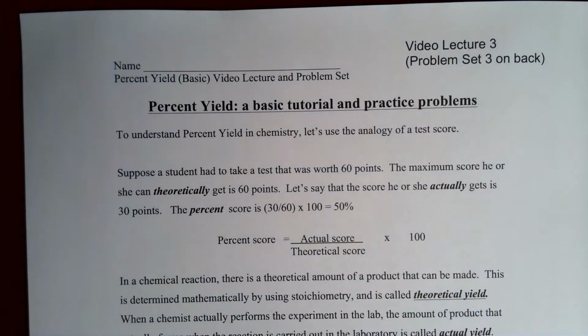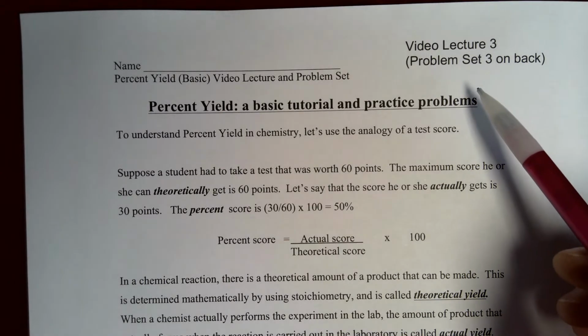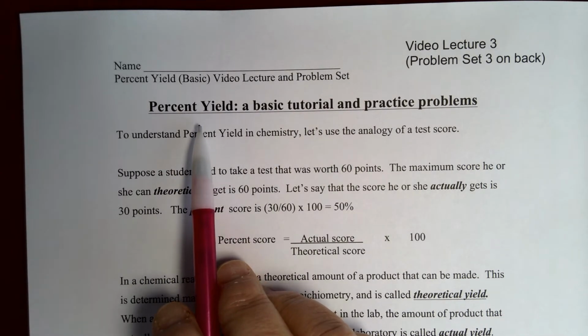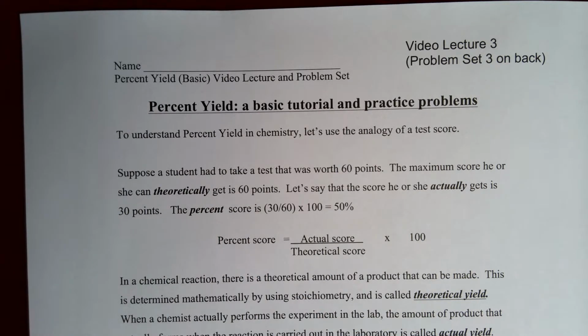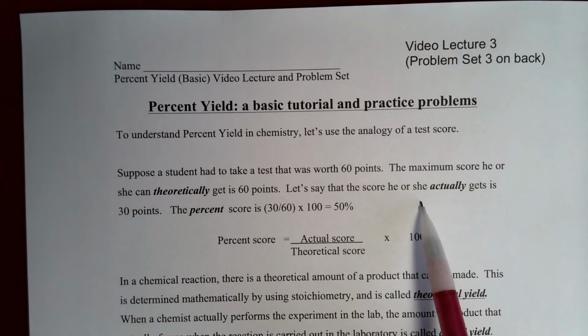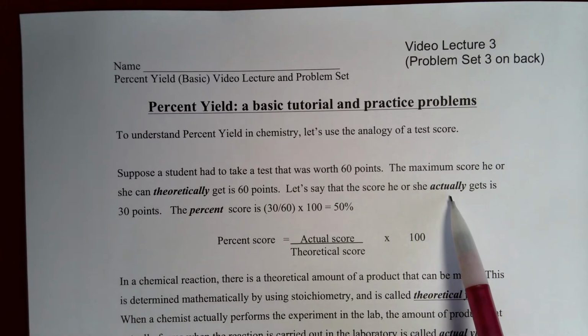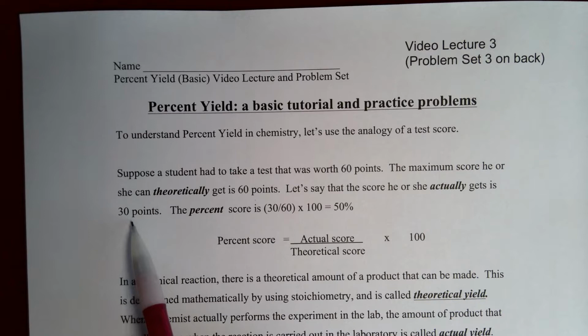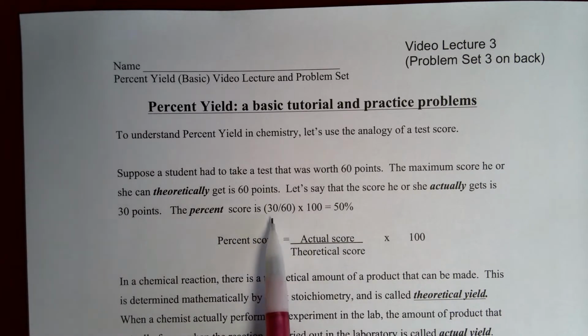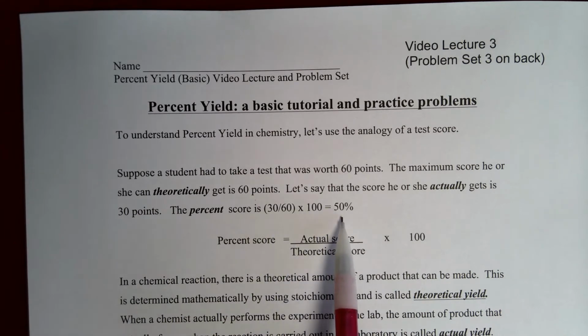So this video lesson is meant to help you understand the basics of something in chemistry that is called percent yield. And to understand percent yield in chemistry, it's really like evaluating your test score. So let's say you had a test that was worth 60 points, and the maximum score a student could theoretically get is 60 points, right? But let's say the student actually gets a score of 30 points. So the student did not do terrifically well, but they got half the information, right? So you know that that percent score is 30 out of 60 or 50%.